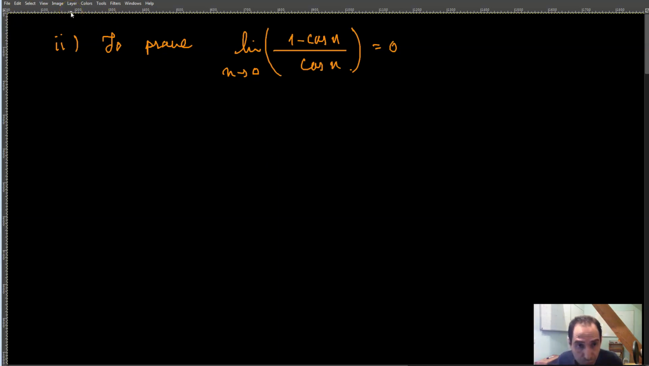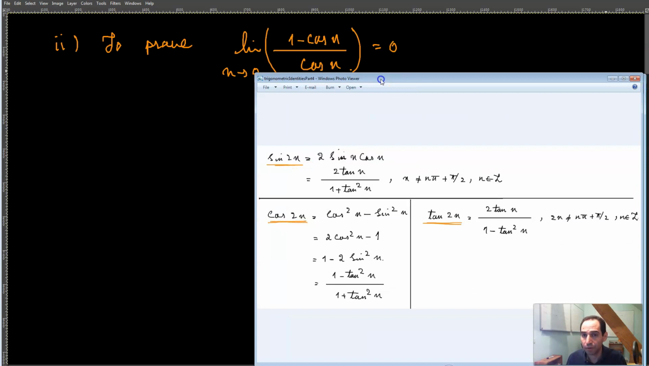Now in order to prove this, you hopefully remember that we had a couple of trigonometric ratios and identities. That was in the class 12 chapter, I think. I don't know which one that was. Trigonometric functions, inverse trigonometric functions. Okay, I think this one.